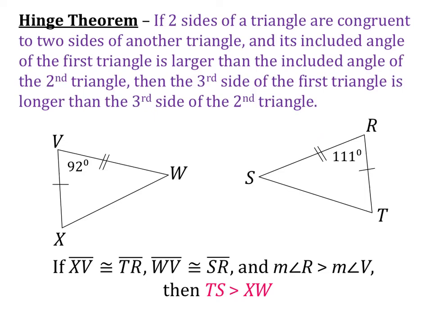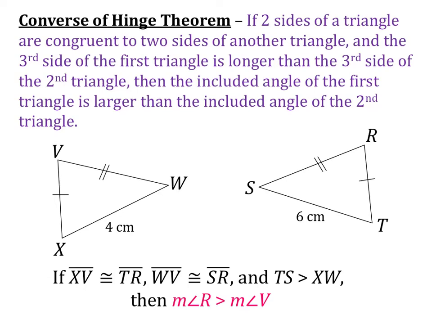So in our two triangles, since VX and RT are congruent, and VW and RS are congruent, and we see that angle R is bigger than angle V because 111 is bigger than angle V's measure, that means that TS is going to be bigger than XW. So again, big angle, big side, little angle, little side. They're all matching. We also have the converse of the hinge theorem.